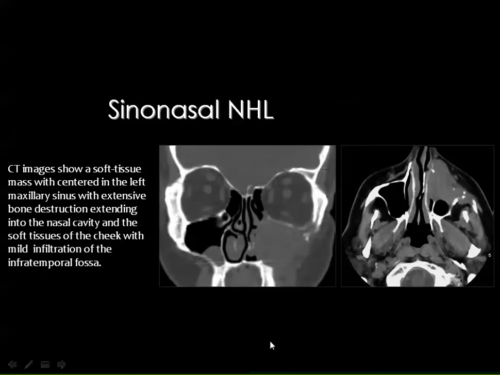Then you can feel the aggressiveness of the mass in order to separate benign from malignant lesions. And this is a mass that has eroded the anterior wall of the maxillary sinus as well as the zygomatic bone on the left side, also the nasal bone. And this mass has been proved pathologically to be a non-Hodgkin lymphoma.